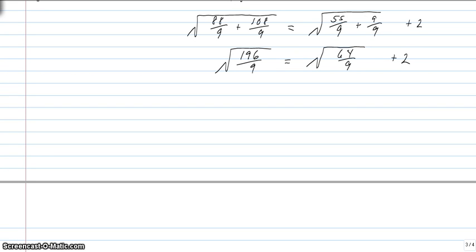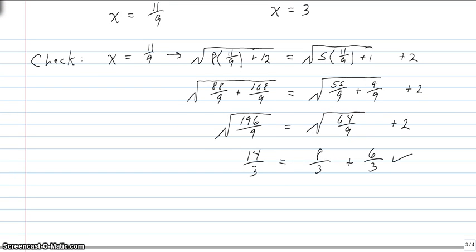So applying the square root, the square root of 196 is 14, the square root of 9 is 3, the square root of 64 is 8, the square root of 9 is 3, and to add 2, 2 is equivalent to 6 over 3, which gives me the common denominator. And so you can see when I add these two, I do get 14/3. So just some practice on our arithmetic in checking that one.